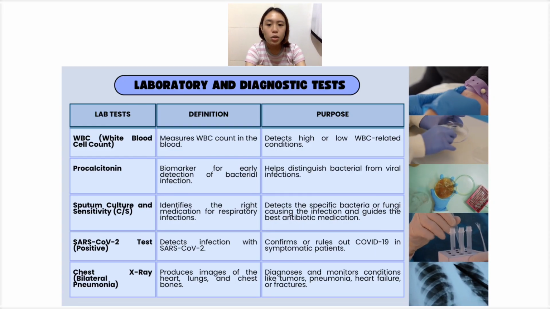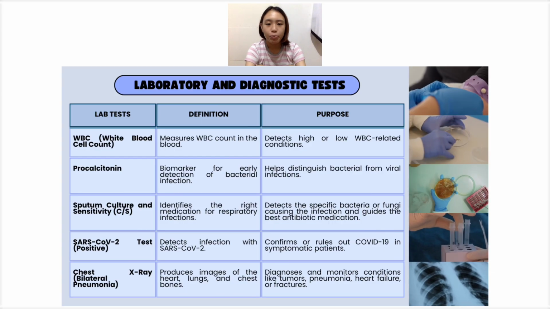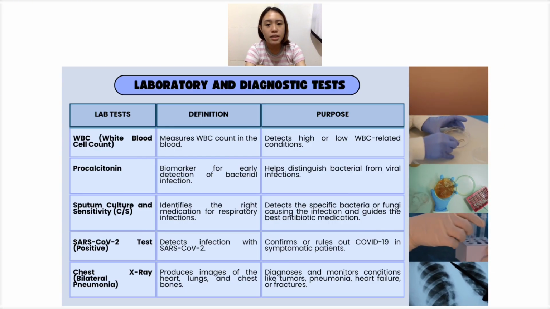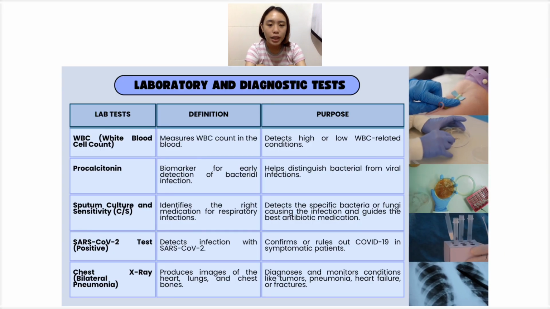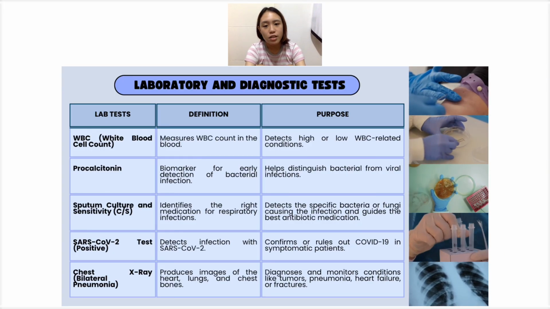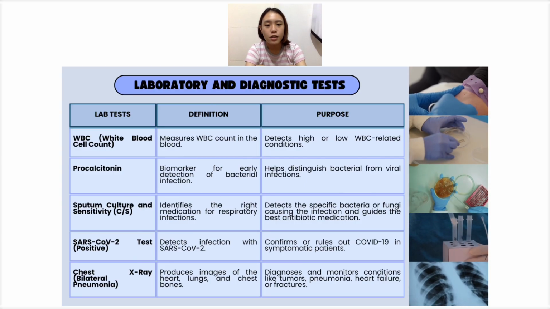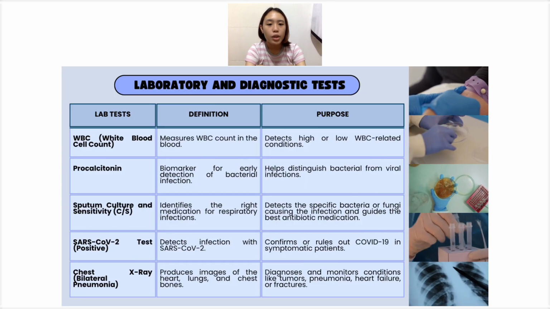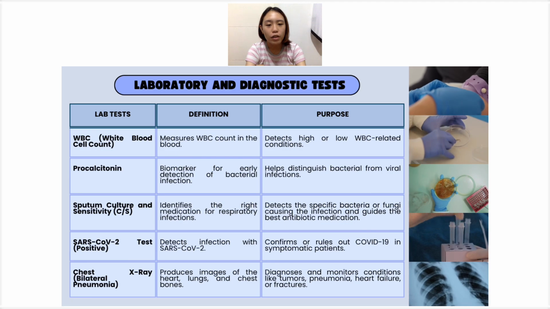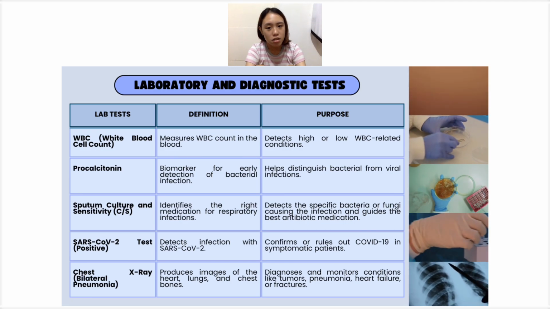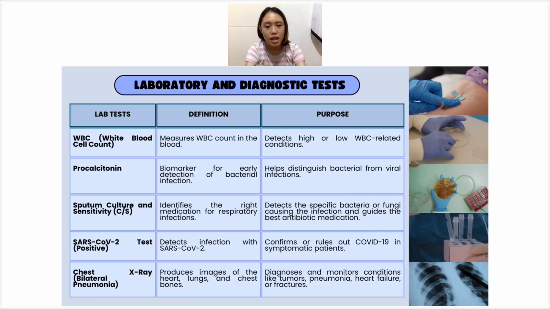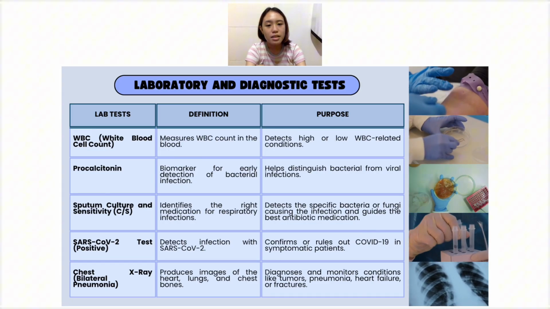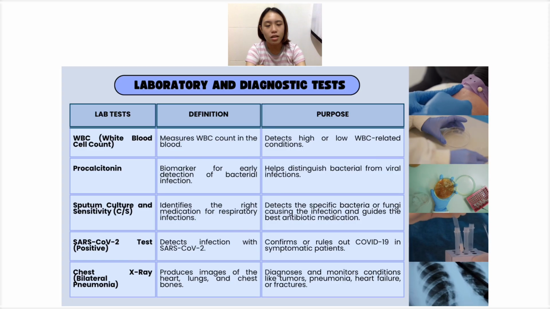infections. For the sputum culture and sensitivity, it identifies organisms causing respiratory infection, where the purpose is to guide the appropriate antibiotic therapy. For the SARS-CoV-2 test, it detects COVID-19 infection, where the purpose is to confirm or rule out COVID-19 in symptomatic patients. For the chest X-ray, it produces an image of the heart, lungs, and chest structures, where the purpose is to diagnose and monitor chest conditions.